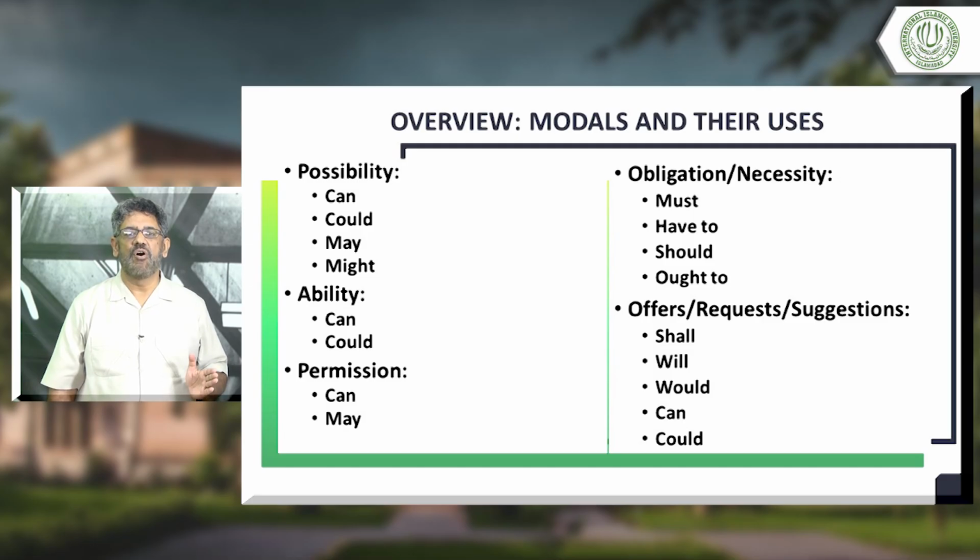Then we have offers, requests and suggestions. What do we have? Shall, will, would, can, could. These are for offers, requests and suggestions.